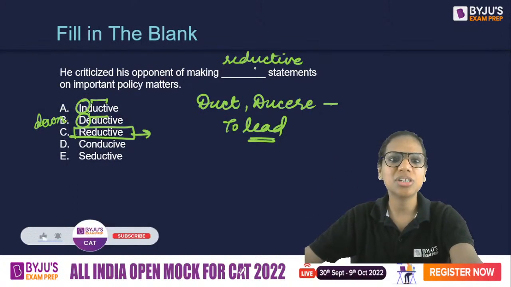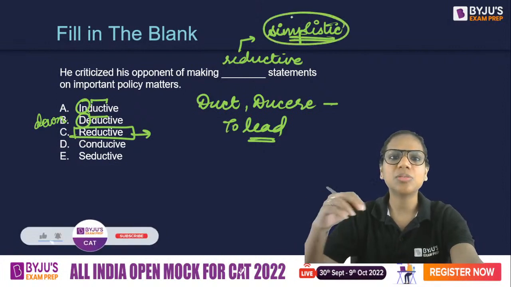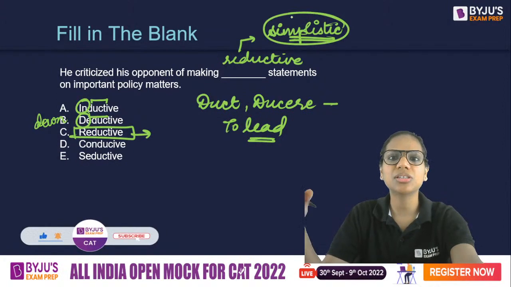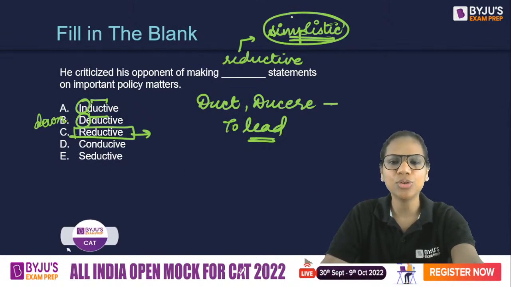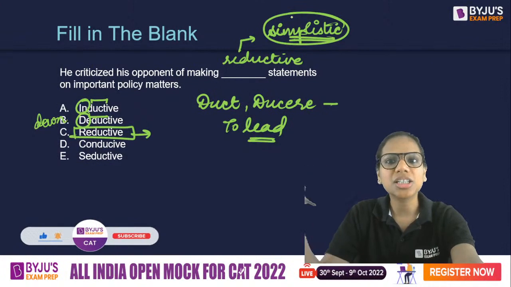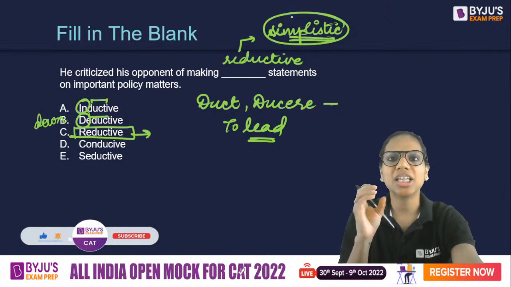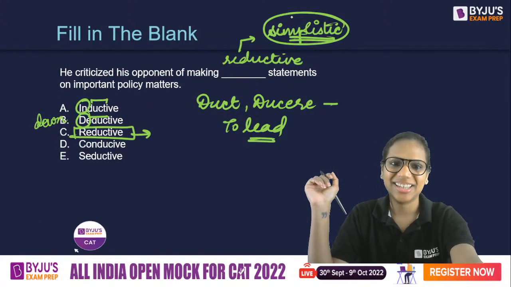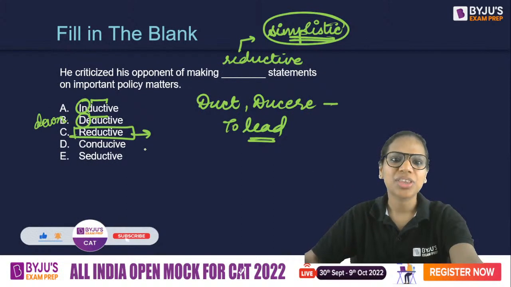So reductive statements are those statements that are extremely simplistic in nature. Simplistic is the word that I'm using. Note its usage. Simplistic means something that simplifies something to such an extent that the matter loses its essence. Sometimes we can't simplify everything, no? So reductive statements try to simplify something really complex, and in the process it loses its essence. So this person is making reductive statements, right?